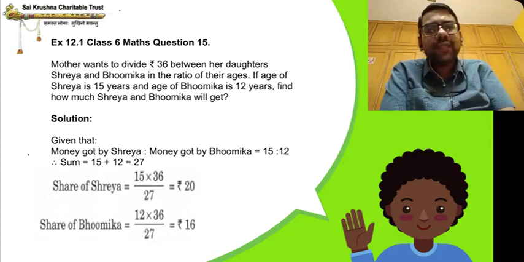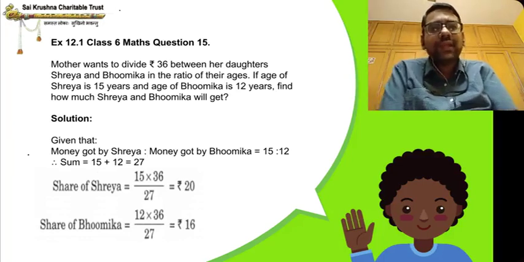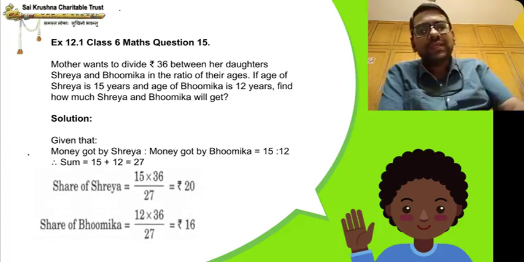Share of Bhumika. Bhumika is how many years old? 12 years. So mother wants to divide rupees 36 between her daughters in the ratio of their ages. So the age of Bhumika is 12. So 12 divided by the sum of the ages of Shreya and Bhumika, 27, into the amount. The amount is rupees 36. You'll get rupees 16 as the answer.